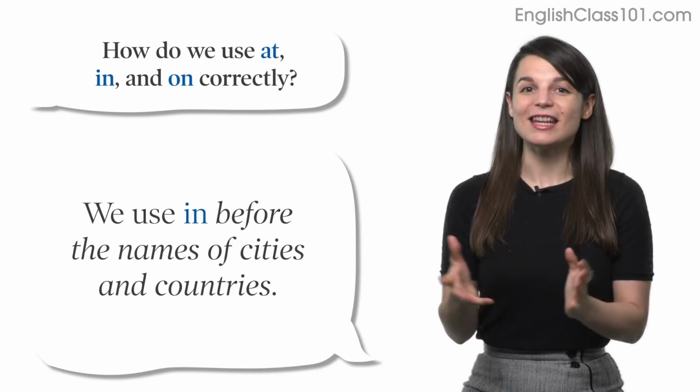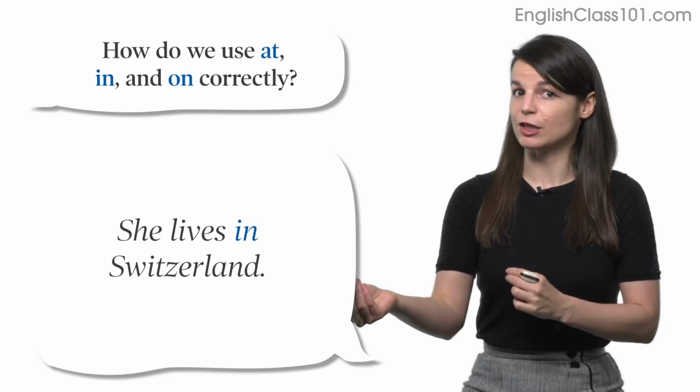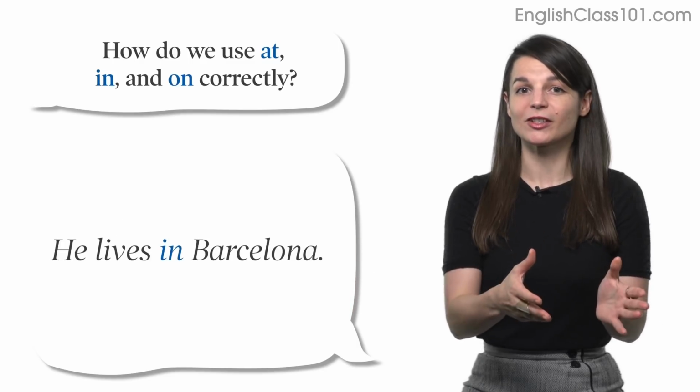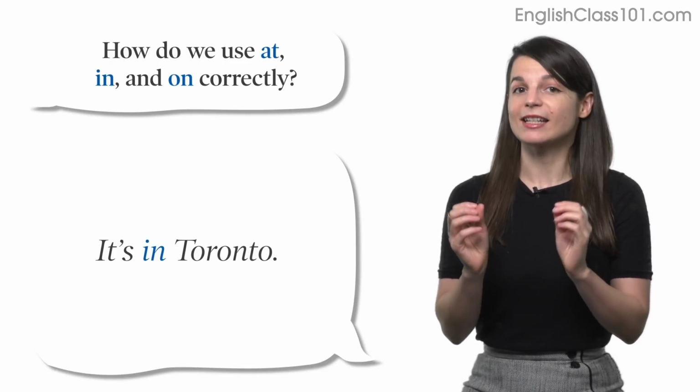Then let's talk about in. We use in before the names of cities and countries, like she lives in Switzerland, or he lives in Barcelona, or it's in Toronto. So we use it before city names and country names.